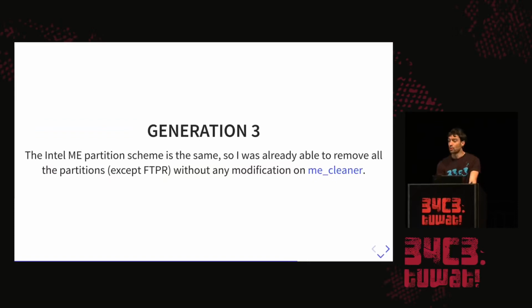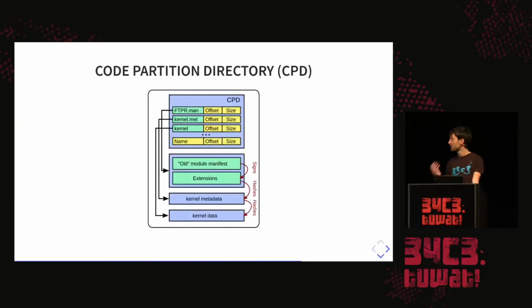So I decided also to port my work on generation 3. Now, don't start leaving the room saying, oh my God, it's starting again from the beginning. No, with generation 3, it was much, much easier because the internal structure of the partition had changed. Without any change, I was able to remove all the partitions except for FTPR because the structure was the same. But the internal scheme of the partitions had changed. And this one is the new internal scheme of the code partitions.